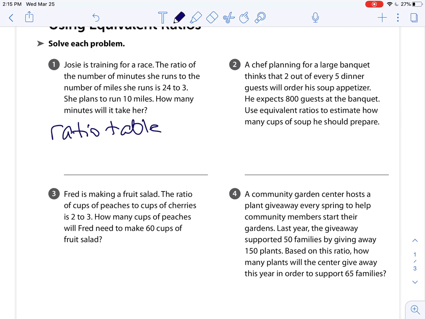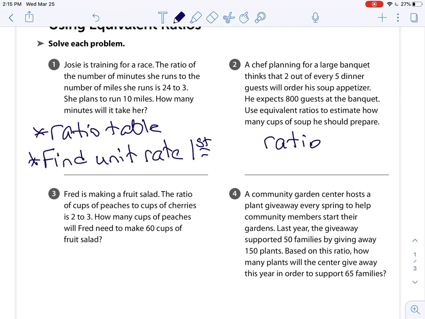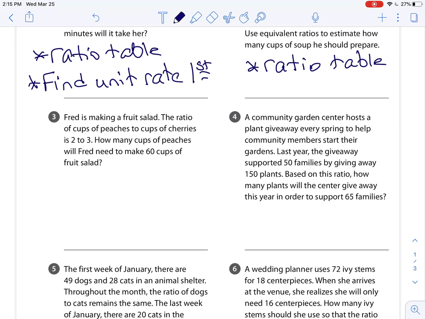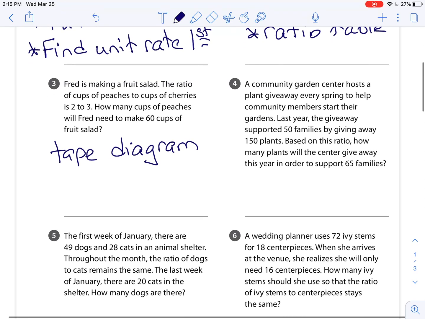So number 1, I'd expect you to have a ratio table, and I'd expect you to find the unit rate. So here you're going to find the unit rate first, just like we did in number 3. Okay. Number 2, my only requirement is that you use a ratio table. If you don't need to use a unit rate, you don't have to. And that's one where you don't need to. Number 3, I want you to change it up and use a tape diagram. Perfect problem for a tape diagram. So that's how I want you to do number 3.